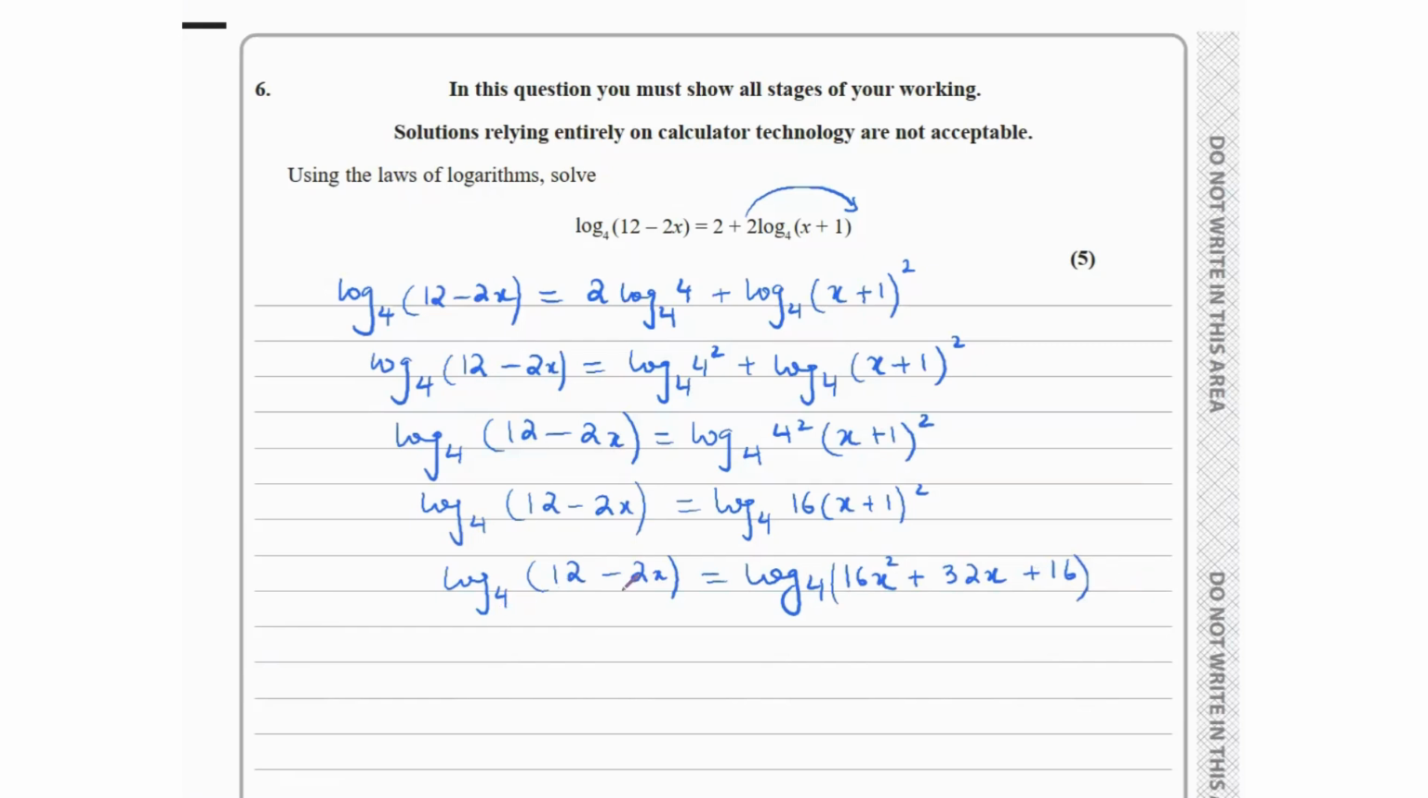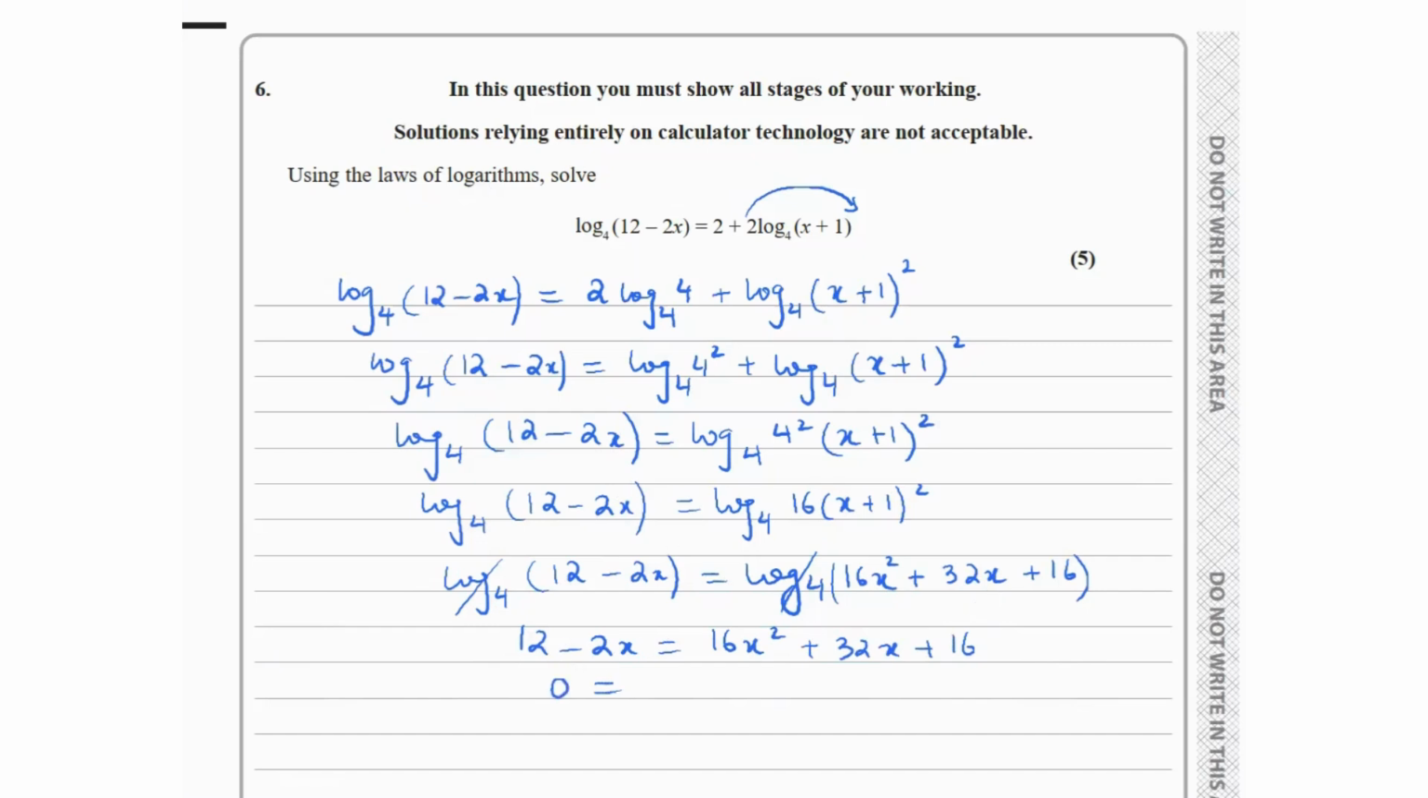Another thing, when there are logs on both sides of the equal to sign existing singularly and they have the same base, we can cancel those logs out. So we cancel them out and it becomes 12 minus 2x equals 16x squared plus 32x plus 16. As you can see, the logs are gone and now it's just a normal quadratic equation. Once you collect the like terms and simplify it, we'll be able to solve this equation algebraically, and that will help us in finding the values of x.